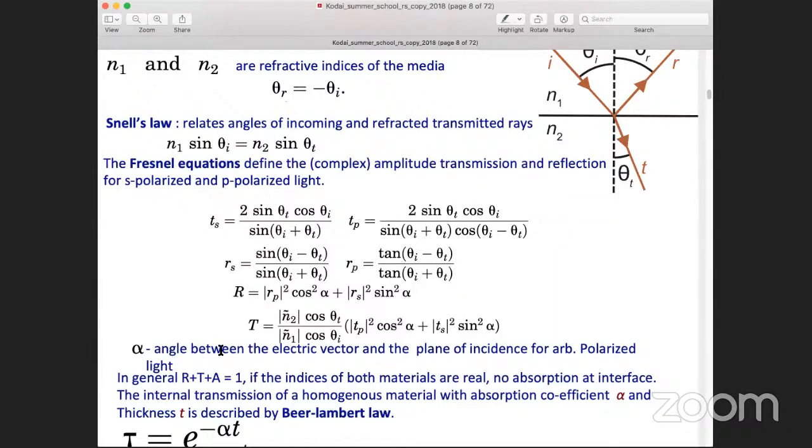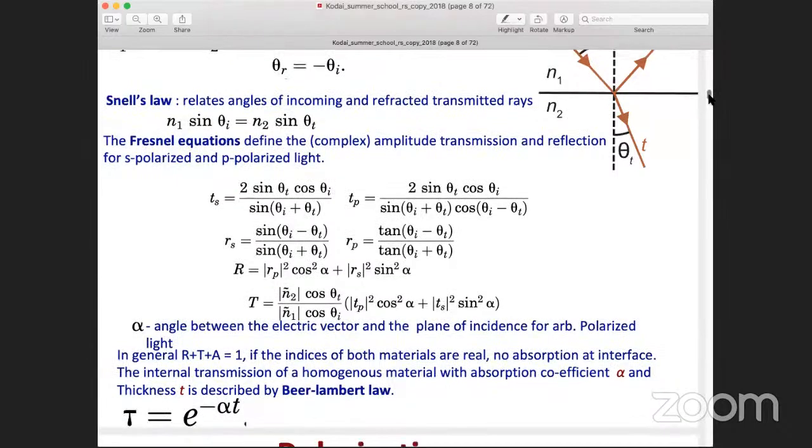So this is, if alpha is the angle between the electric vector and the plane of incidence of arbitrarily polarized light, these are the transmission coefficients for S polarized and P polarized, and total reflection is the sum of these, and transmission is given by this. These formulas are already there. I don't want to go into the details, but there are standard models using which we can estimate the amount of light transmitted and reflected.